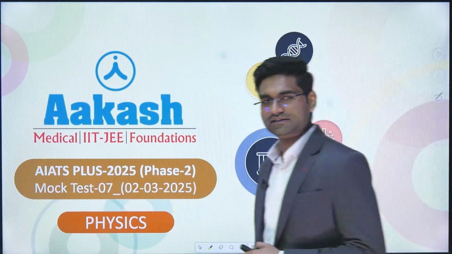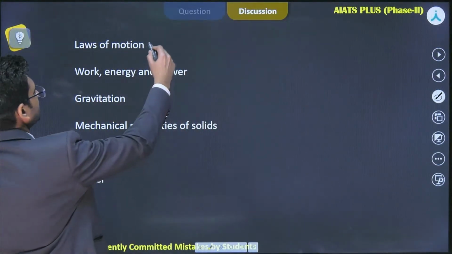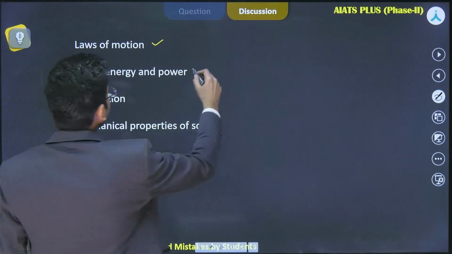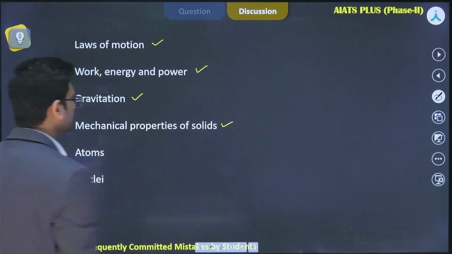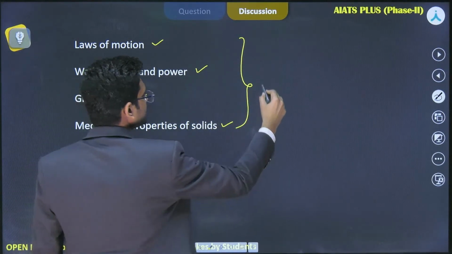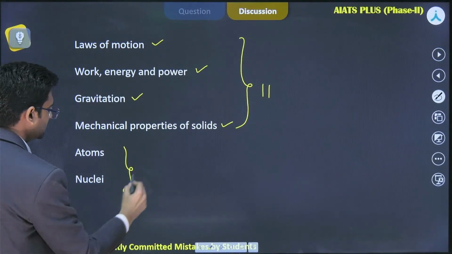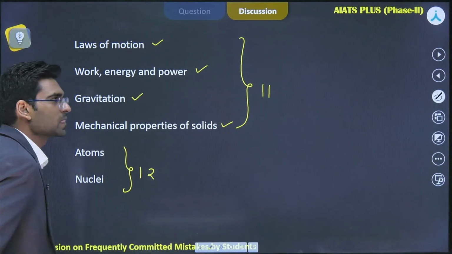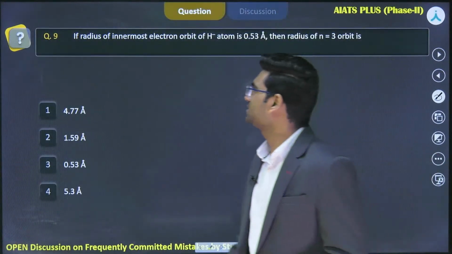So in this 1 hour session I am going to discuss these chapters: laws of motion, work, energy and power, gravitation, mechanical properties of solids. These are from your 11th class. And atoms and nuclei, these are from your 12th class. All right. So without wasting any time, let's see the first question.